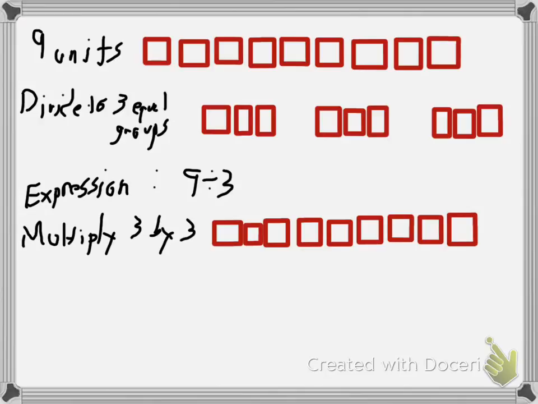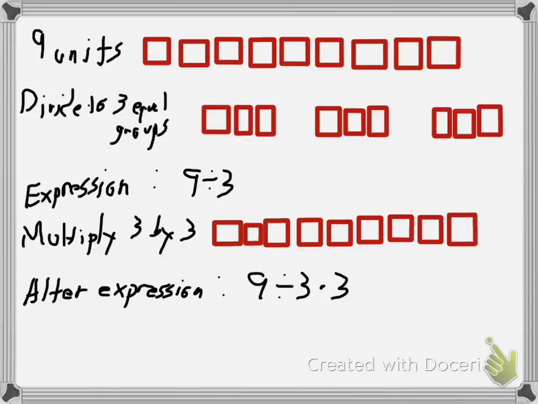So now if I wanted to take our original expression, 9 divided by 3, and alter it based on what we just did, I could take my 9 divided by 3 and then multiply that by 3. And if I evaluate my expression now, if I take 9 divided by 3, I get 3, but then if I multiply it by 3, I end up getting back to 9. So I end up getting back to where I started.